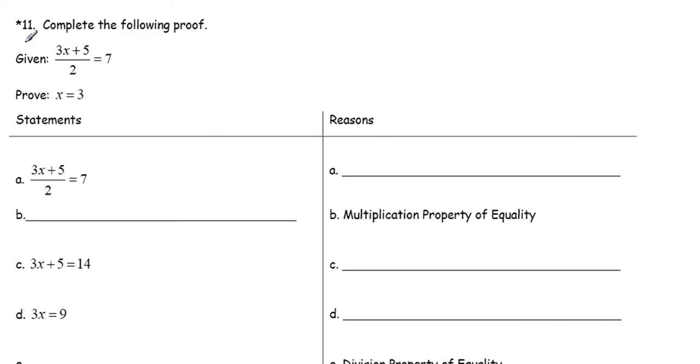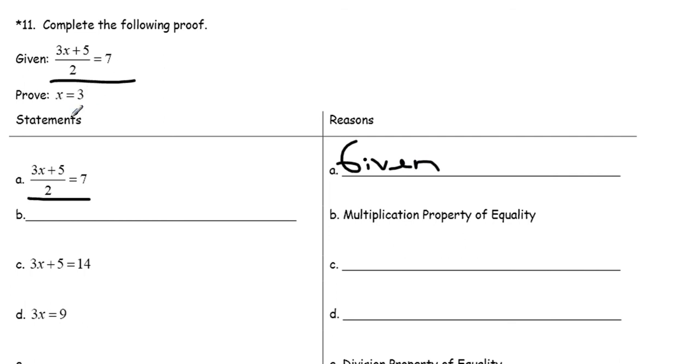Okay, the next problem is number 11. We have our given here. We just want to check and make sure our given is the same on the first statement. So we always put given for our first one. And we want to prove that x equals 3.